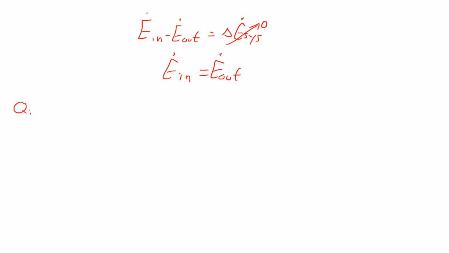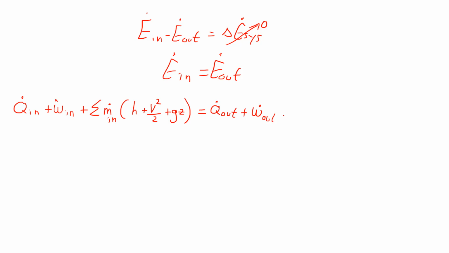So that would be energy in by heat plus energy in by work plus the sum of all the mass flow rates in, and that would be including the enthalpy, kinetic energy, and potential energy of that fluid going in. That would equal all heat out plus all work out plus the sum of all of my mass energy out multiplied by the enthalpy, the kinetic energy, and the potential energy.